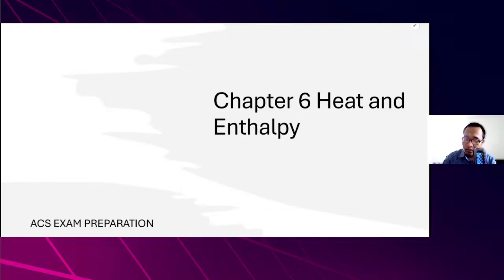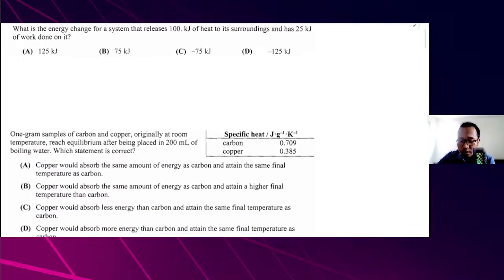All right, so number one. What is the energy change for a system that releases 100 kilojoules of heat to its surroundings and has 25 kilojoules of work done on it? All right. So, how to solve this problem?